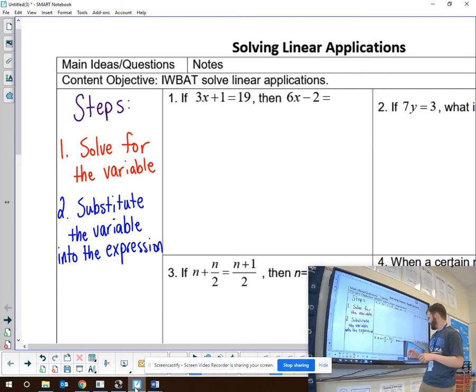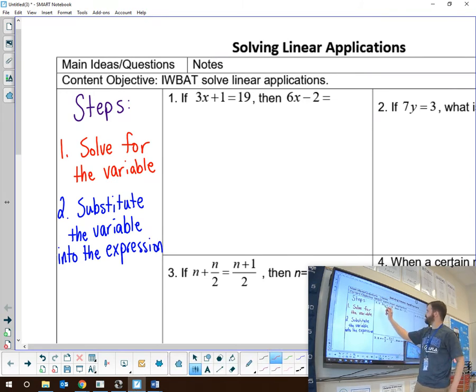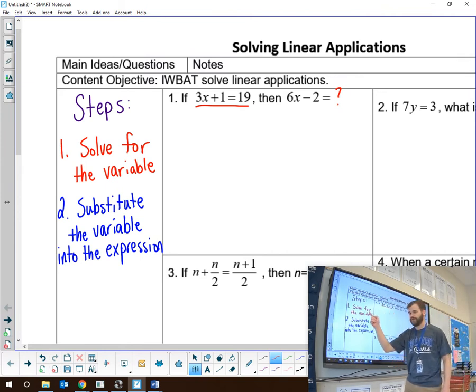Look here at number 1 with me, will you? Okay, so on number 1, we have this 3x plus 1 equals 19. That is my equation, and I'm going to use it to solve for what x is, just like what we did yesterday. But then I have my expression, this 6x minus 2, and it's asking me, what does that equal? What does 6x minus 2 equal? And to find what 6x minus 2 equals, I first have to find out what x equals. So those are my steps. First, solve for the variable in our equation. Step 2, substitute the variable into my expression.